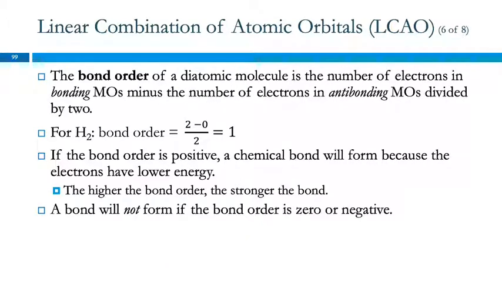So for H2, the bond order is 1. And the way the bond order works is if that bond order is positive, that predicts that a chemical bond will form. If it's 0 or negative, then a bond will not form. And the larger the positive number, the stronger the bond is. Okay?